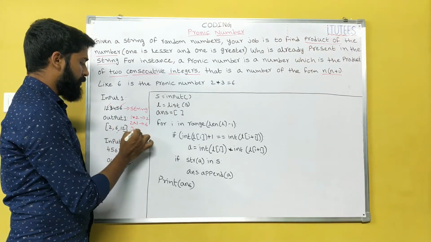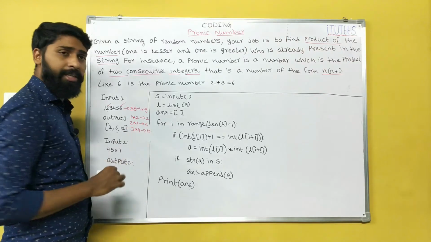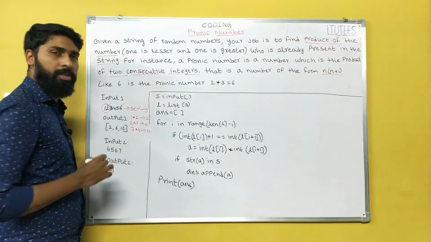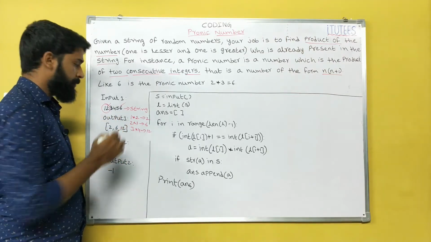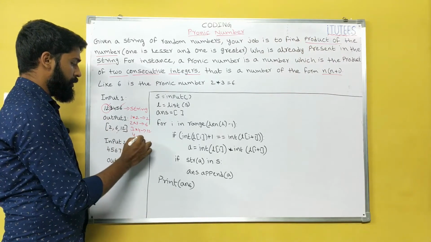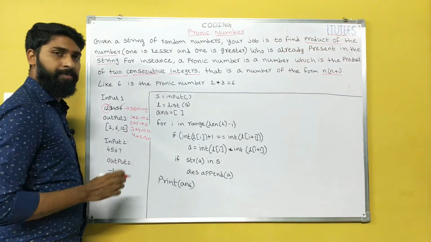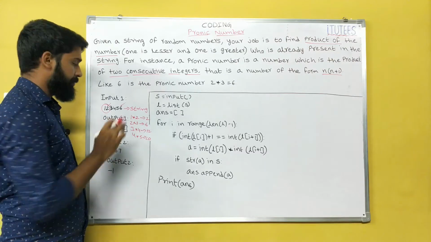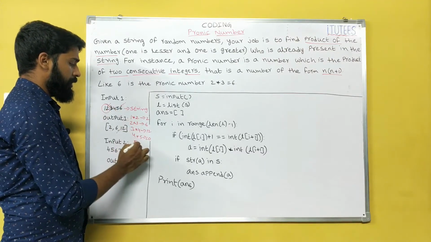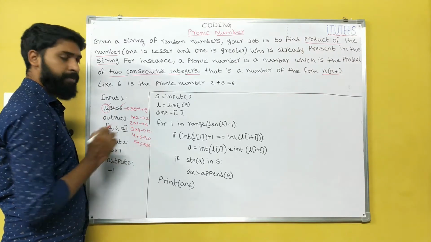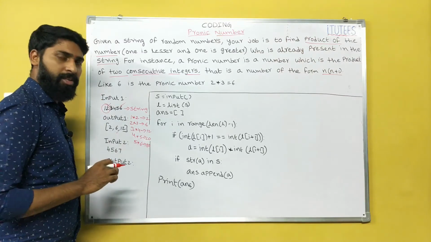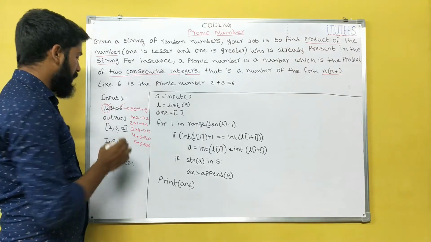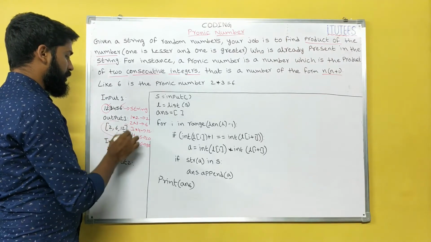Now 3 into 4 is 12. So 12 is in this string, so you can append 12. Next 4 into 5, 20. 20 is not in the string, so we don't append. Next 5 into 6, 30. 30 is not in the string, so we don't append. It is the end of the string and the output is 2, 6, 12.